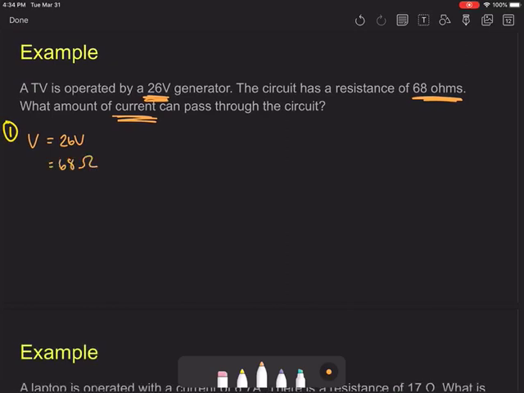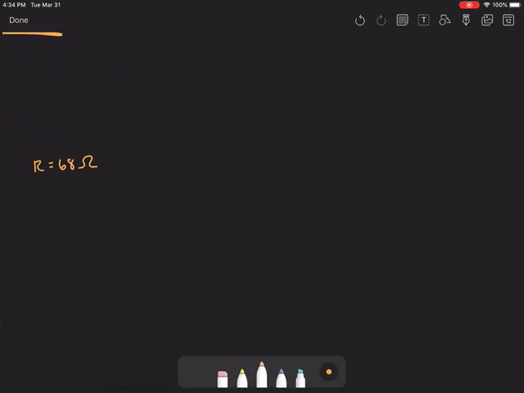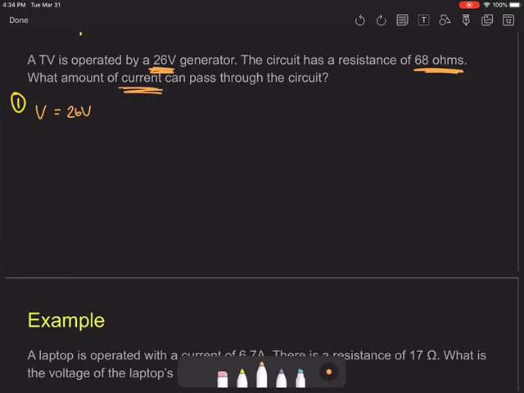68 ohms, and that is my resistance. And I'm looking for my current. Resistance, 68 ohms. And I'm looking for my current. I don't know what it is, but I know that it's measured in amperes. That is my unit for my current. My next step is I'm going to write out the equation that I'm going to be using.